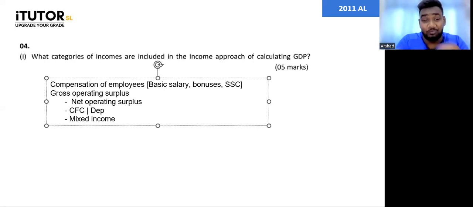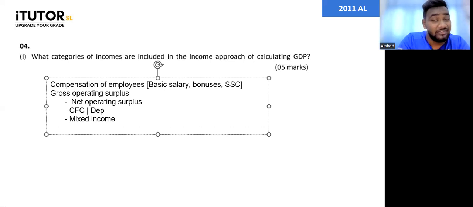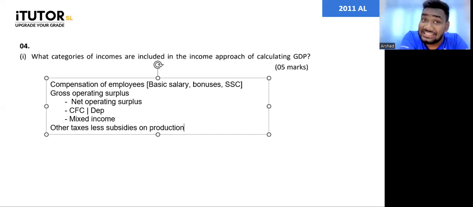What is the other component? You have other taxes less subsidies on production. So what are these other taxes less subsidies? These are things like taxes on property, taxes on motor vehicles, taxes on emission, those kinds of taxes.